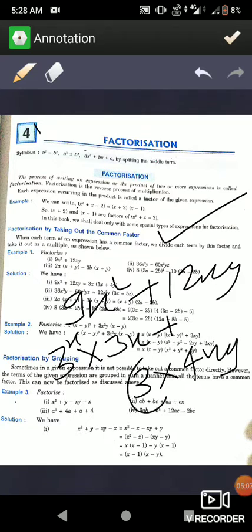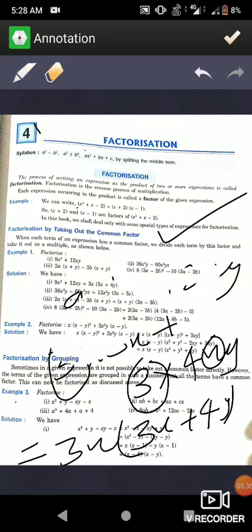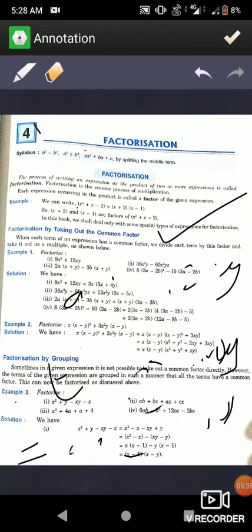It means that 3 is common between them and x is also common between them. So if we take out the common 3x, what is left here? Left is 3x plus 4y. So it is very easy. There are only two steps you have to do. You also studied this by taking the common factor in class 8th. So it is the first method by which we can factorize the given expression.